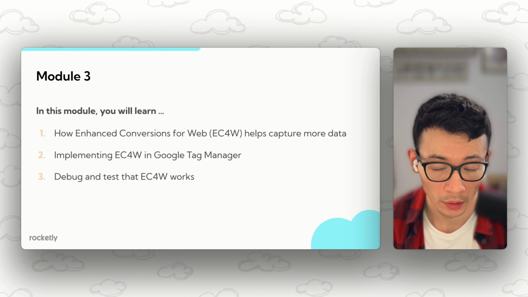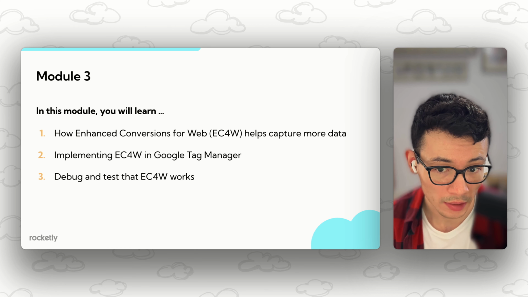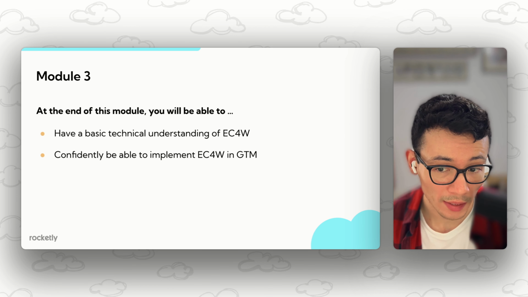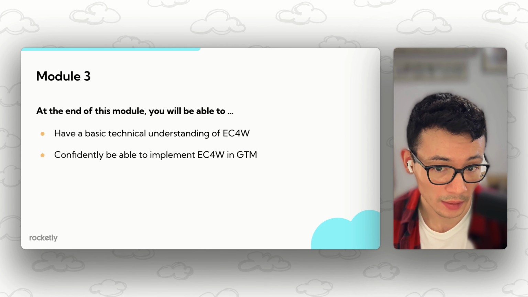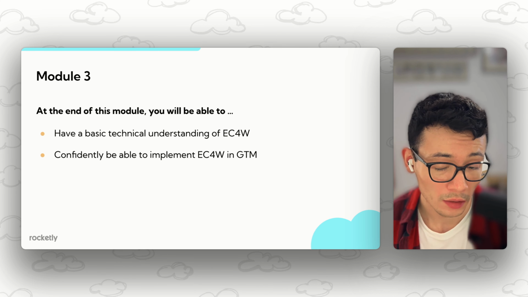In this module, you will learn how enhanced conversions for web actually helps you to capture more data, how you can implement enhanced conversions for web yourself within Google Tag Manager, and finally, how you can debug and test that enhanced conversions for web is working correctly. So at the end of this module, you should have a basic technical understanding of how enhanced conversions for web works, and you should also be able to confidently implement this yourself inside of Google Tag Manager. So yeah, let's jump in.